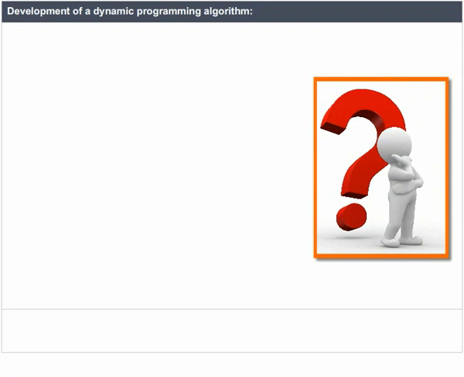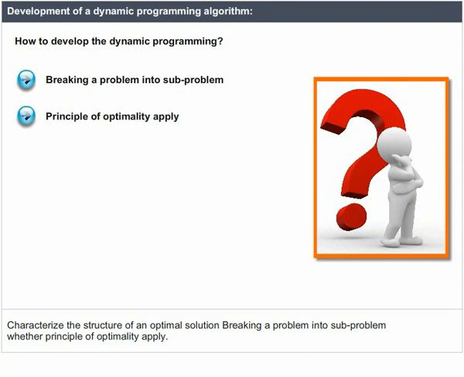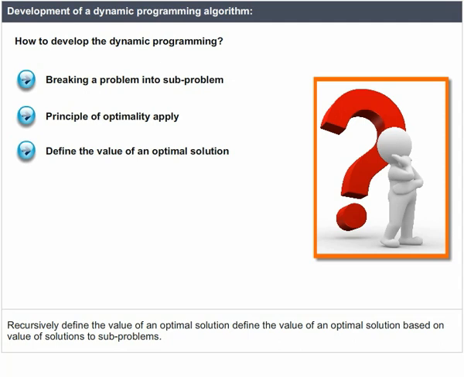How to develop the dynamic programming algorithm. Characterize the structure of an optimal solution: breaking a problem into sub-problems, and whether the principle of optimality applies. Recursively define the value of an optimal solution based on the value of solutions to sub-problems.